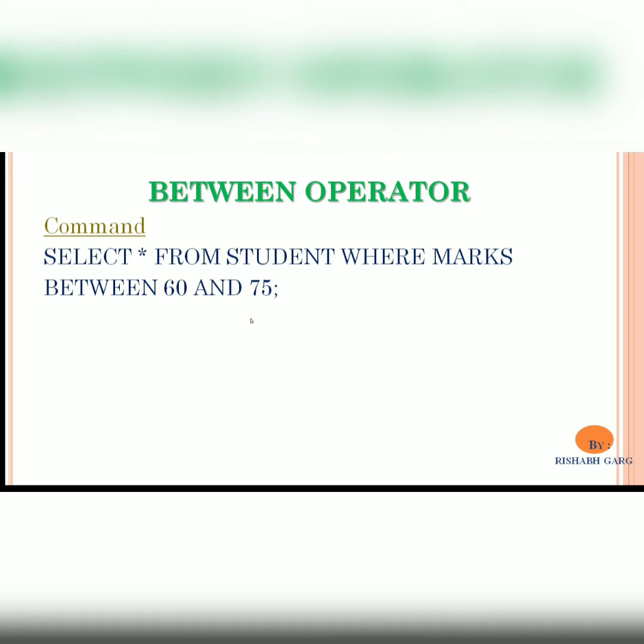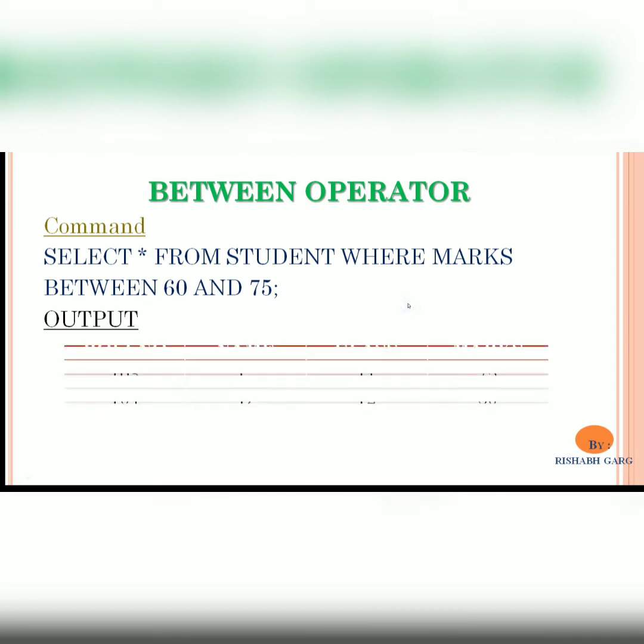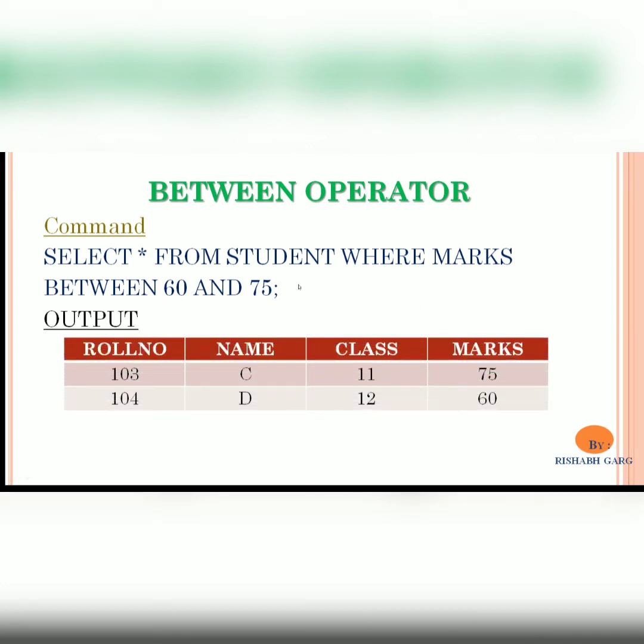After executing this command, only those records will be displayed whose marks are between 60 to 75. Remember, the lower value 60 and the upper value 75, both values will be included in the condition. I hope it's clear to all of you.